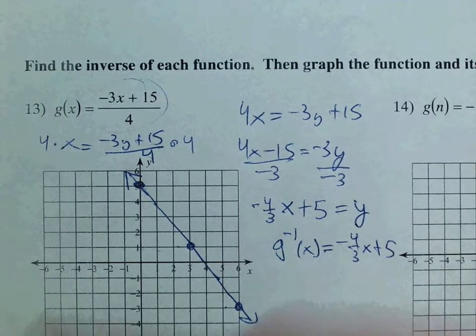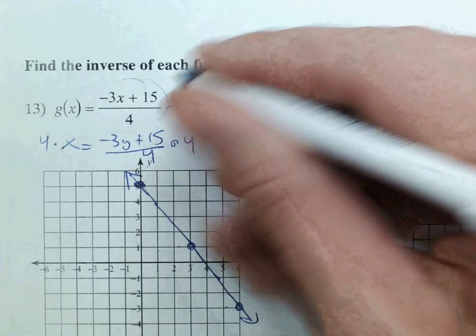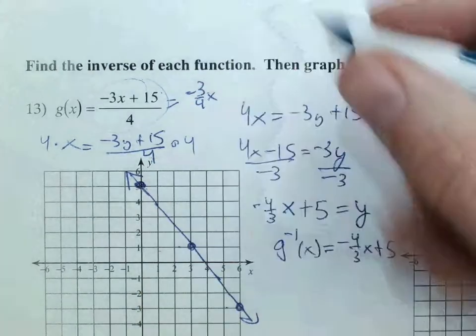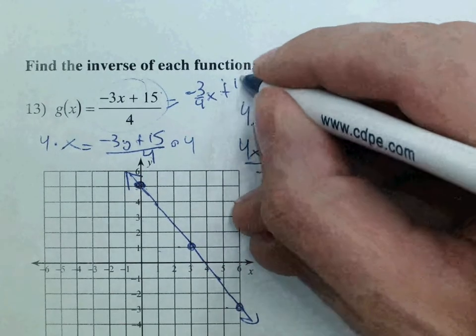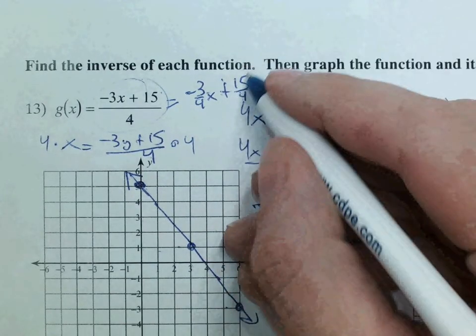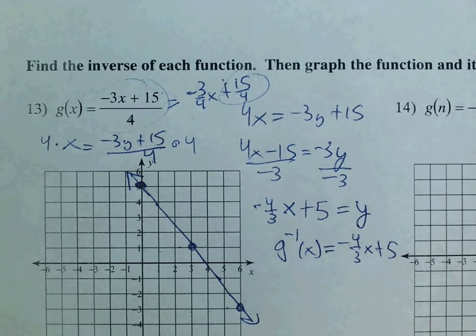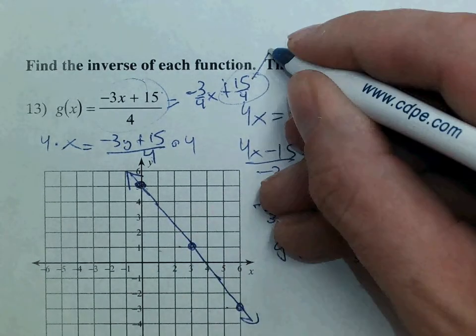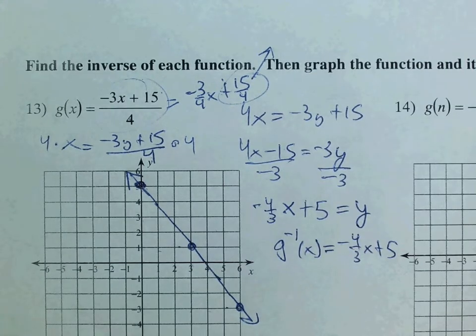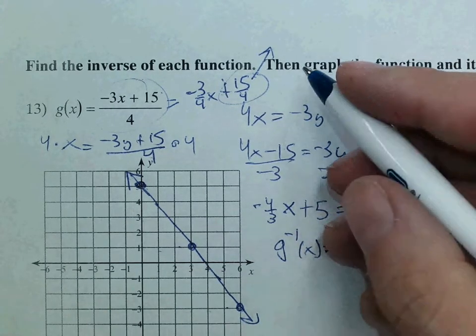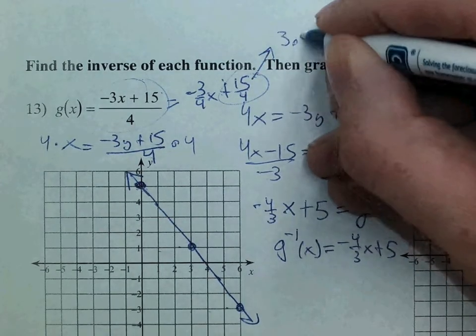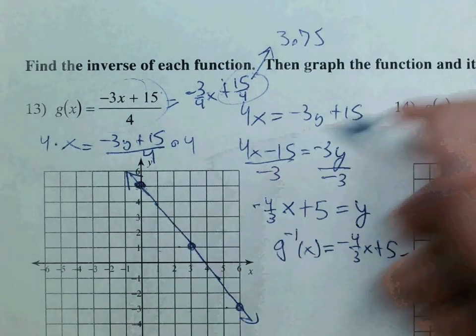This is kind of a gross function to graph. If we simplify it, we get negative 3/4 x, which isn't that bad, plus 15 divided by 4, which is 15/4. How do we put that y-intercept on our graph? Well, this is a good opportunity to change it to a mixed number or a decimal. So the decimal version would be 15 divided by 4 is 3.75. That's pretty easy to put on the graph right here.